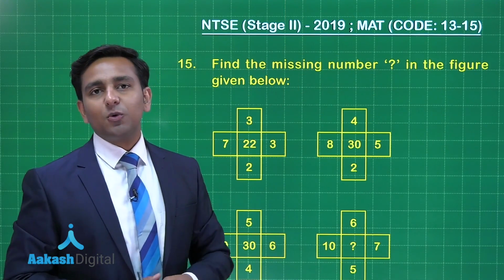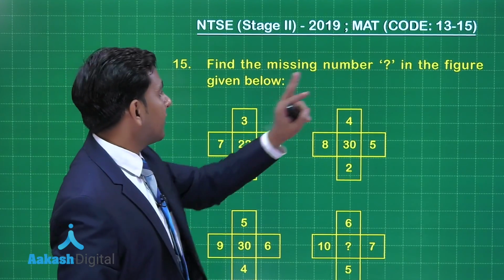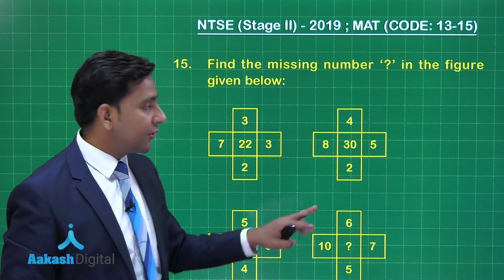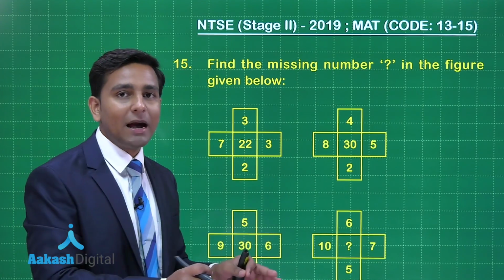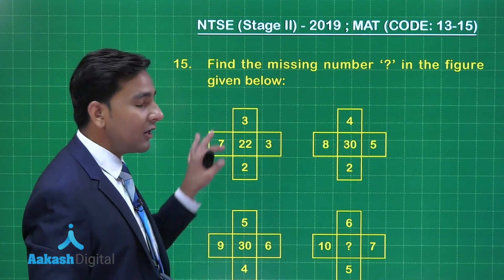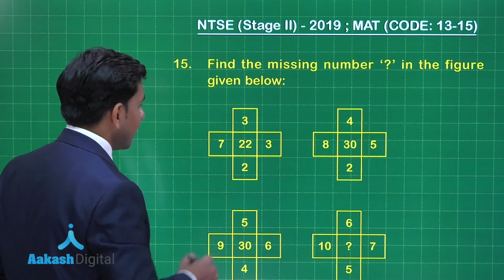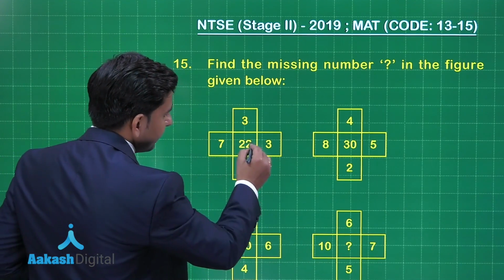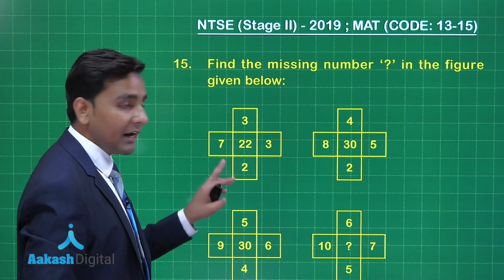Now it's time to solve question number 15. This question says find the missing number in the figure given below. So here we have 4 distinct figures. First we have to find a common pattern that is applicable for all 4 given figures. So start with the very first one. Here the number is 22. So how is 22 obtained from these numbers 7, 3, 3 and 2?